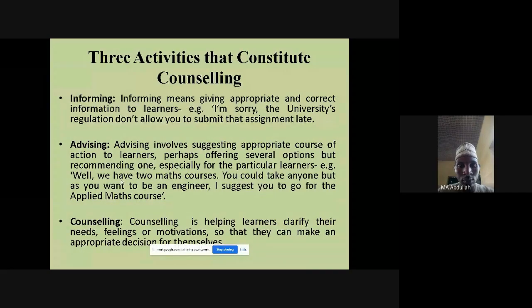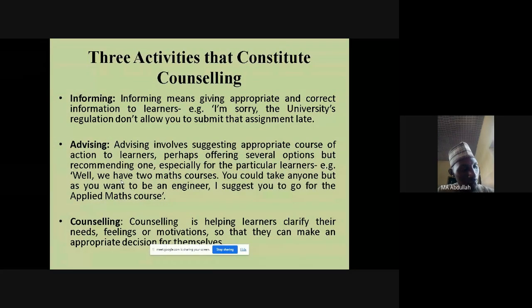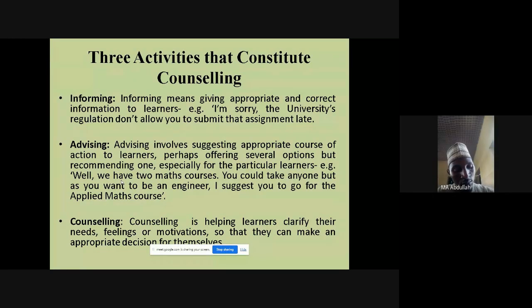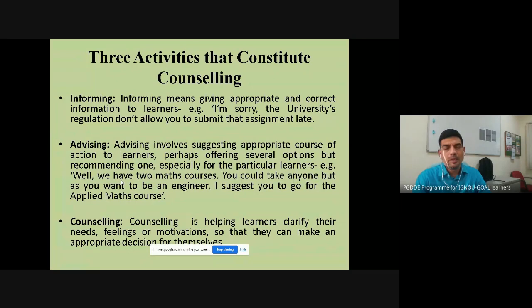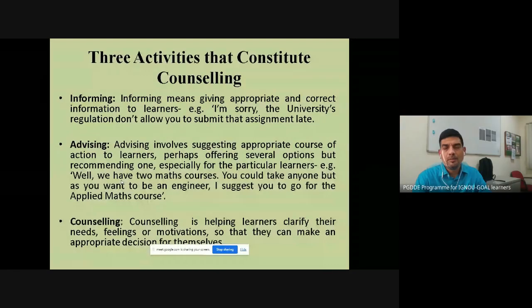Then what exactly does counseling consist of? Counseling consists of informing. When we are talking about informing, what exactly do we mean? We mean providing certain information, or the correct information, to the learners.